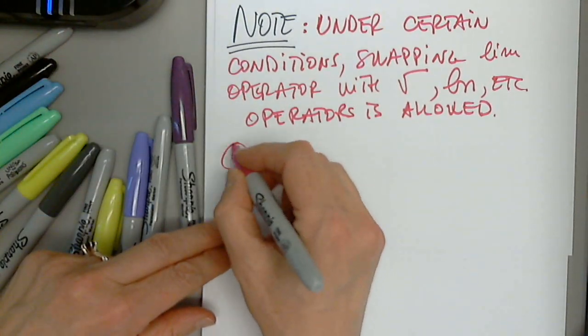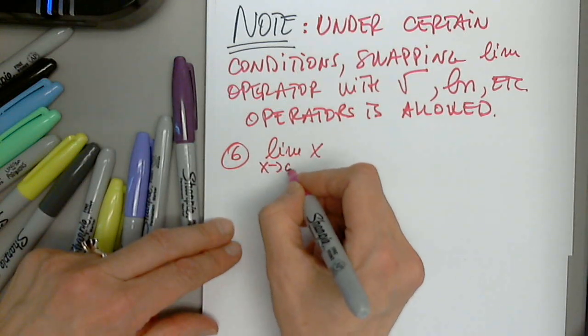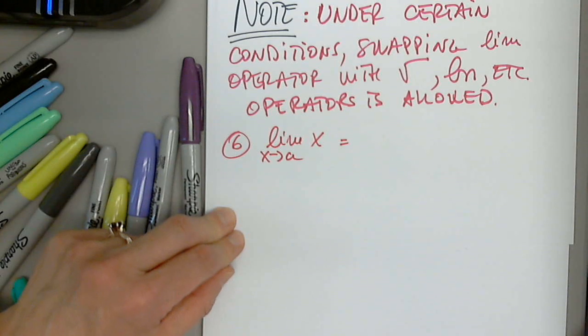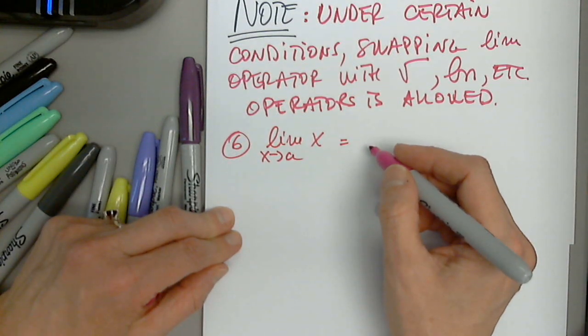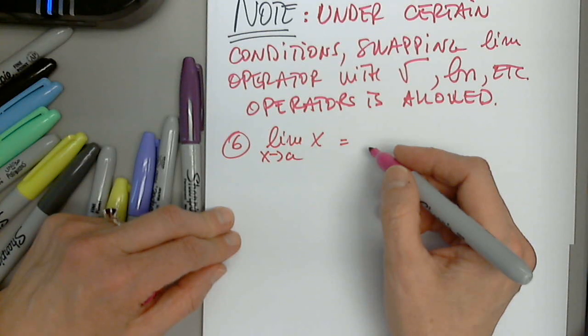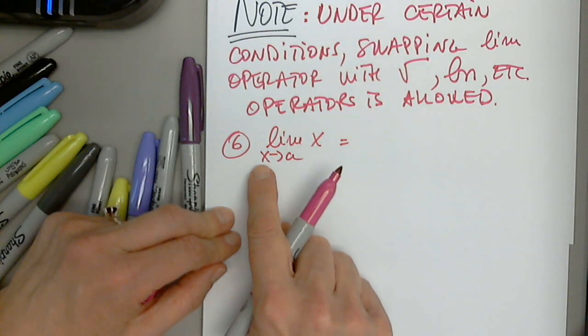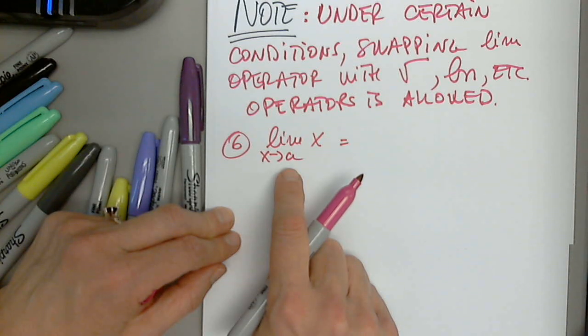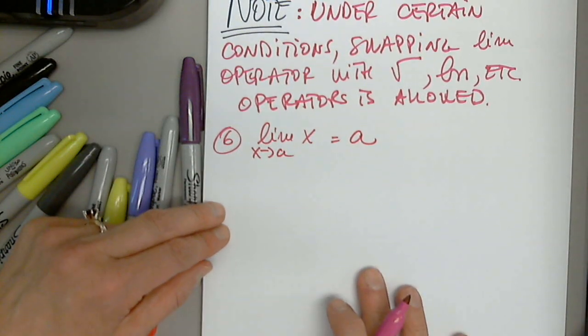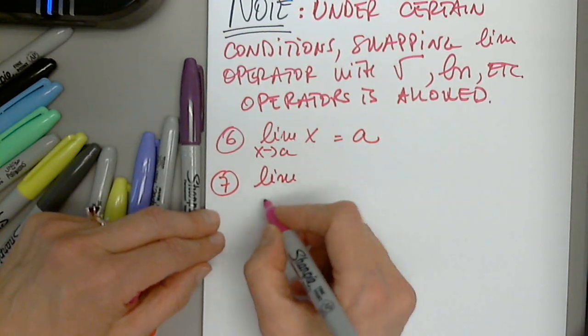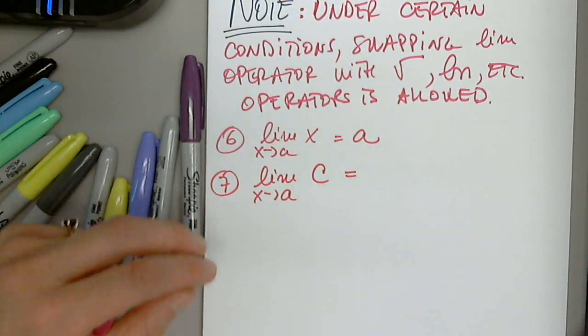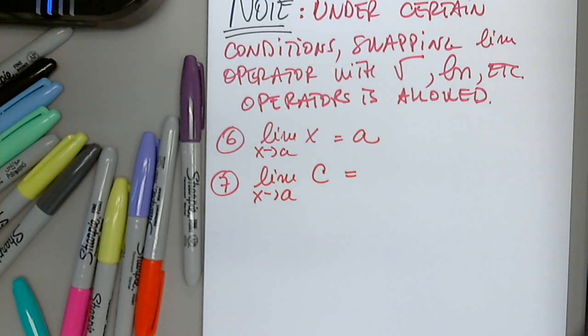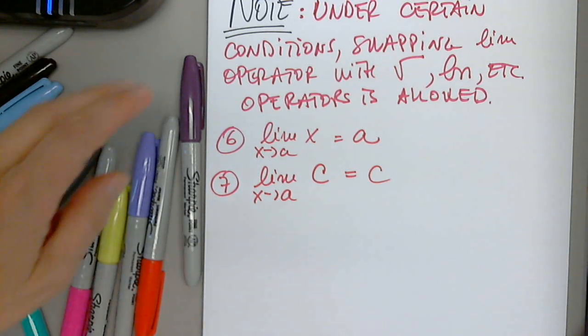Number 6, the limit of x as x approaches a. What do you think? When x approaches a, the answer is a. Very good. Number 7, the limit as x approaches a of a constant c. What do you think that answer would be? It's c, of course. Who cares where x is going? c is still c. No one can change that.